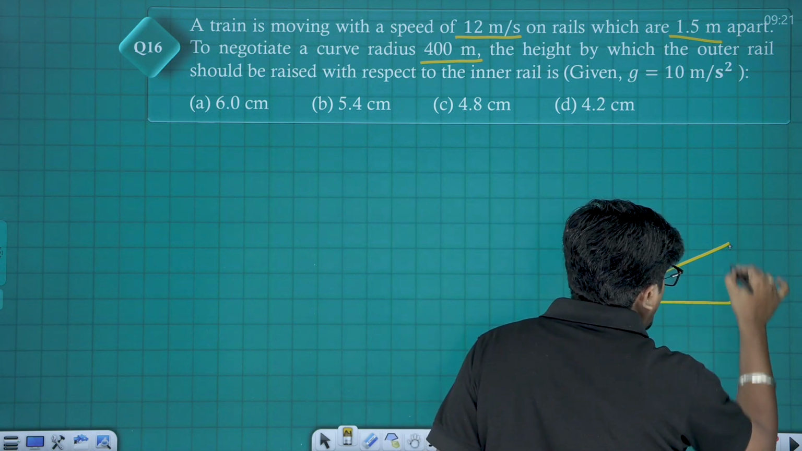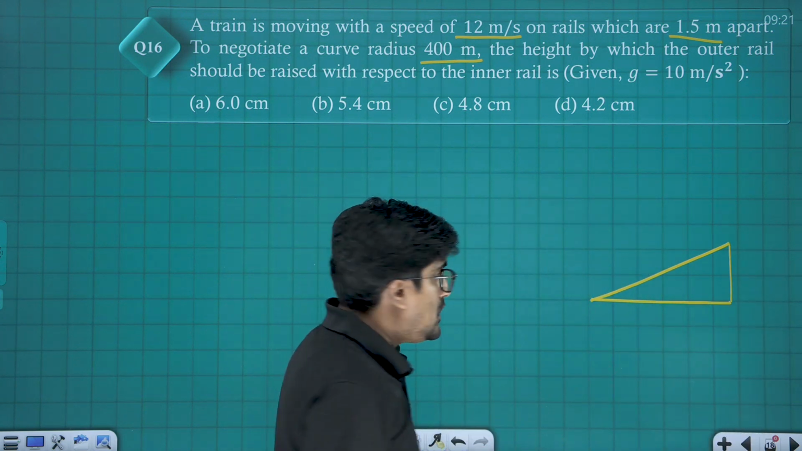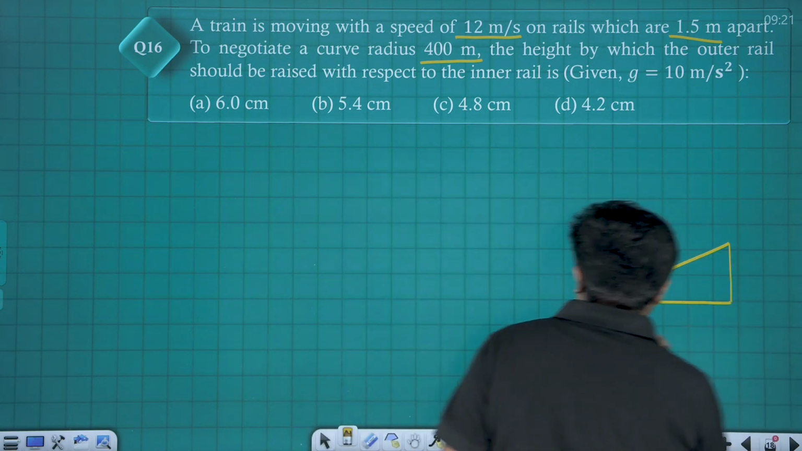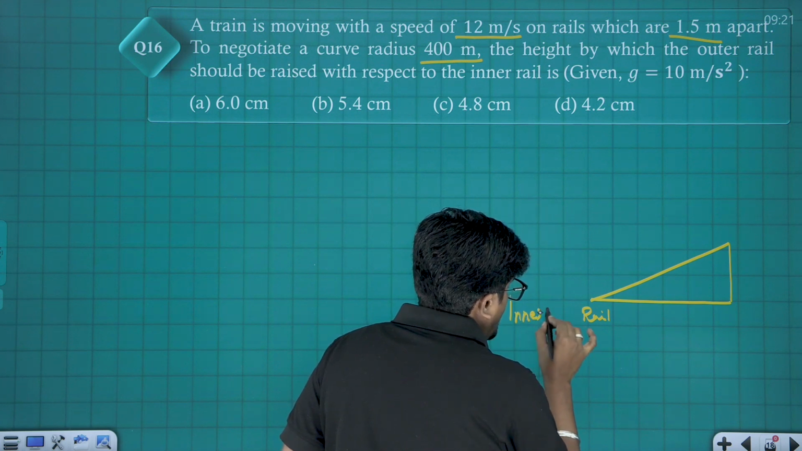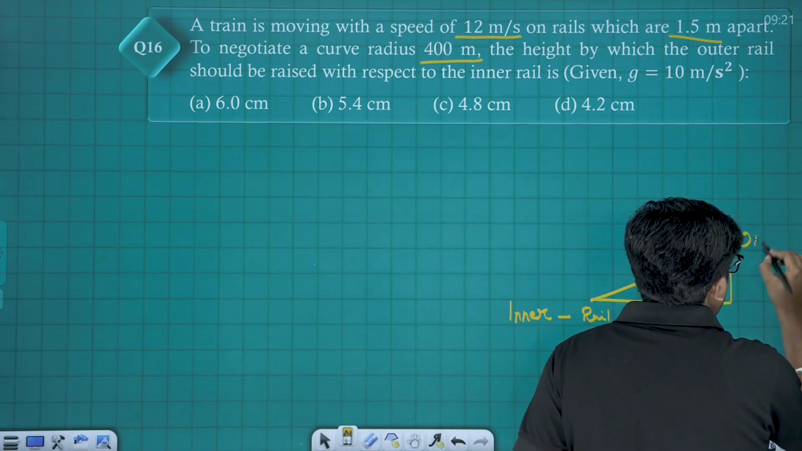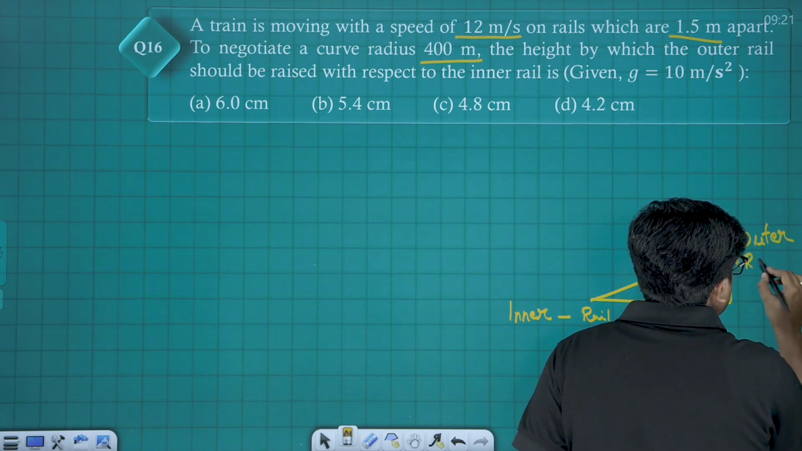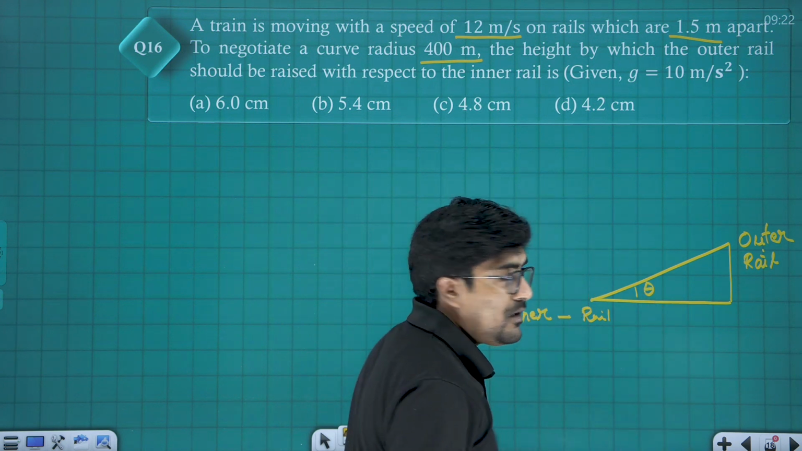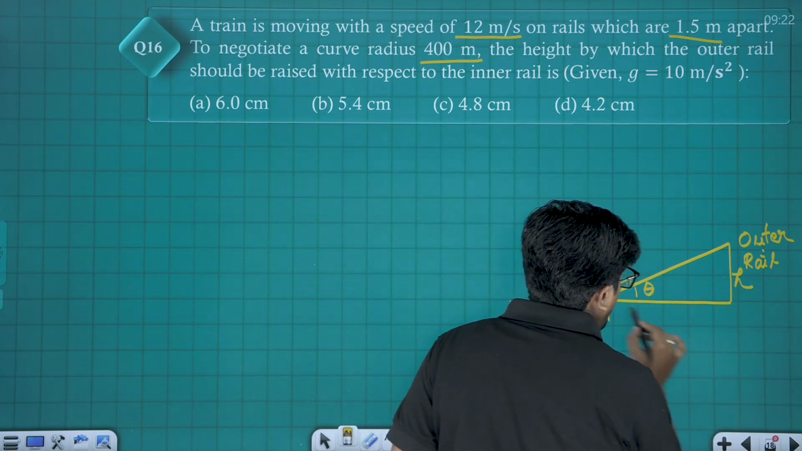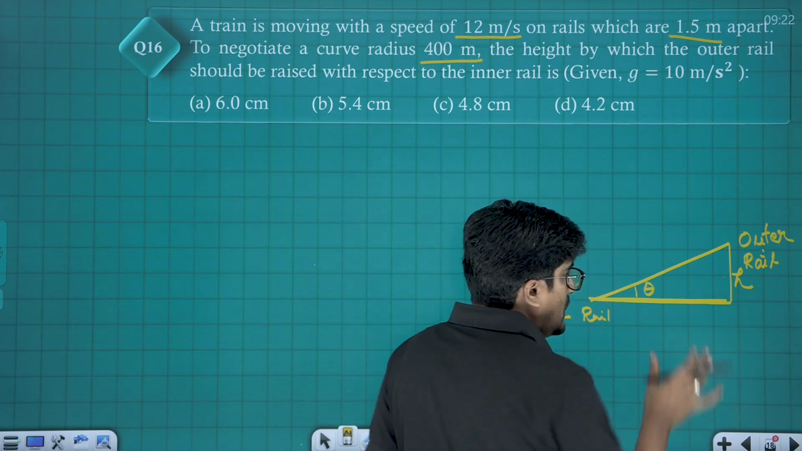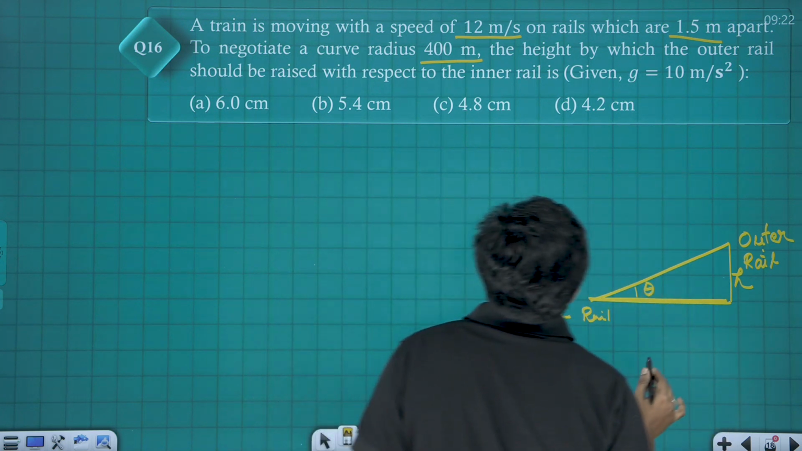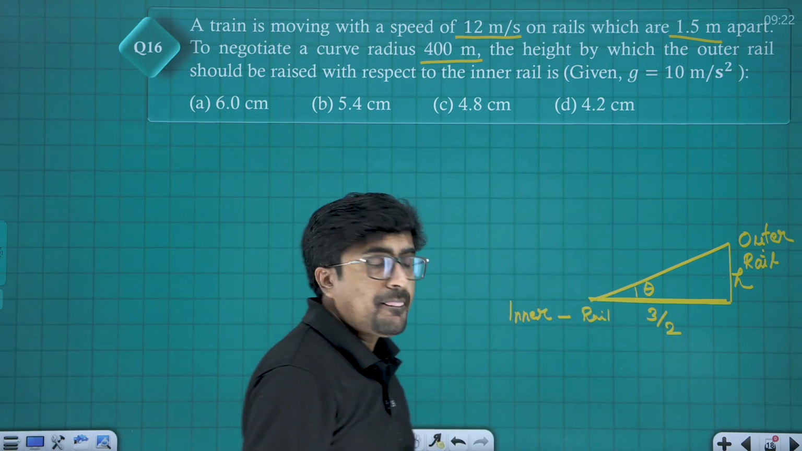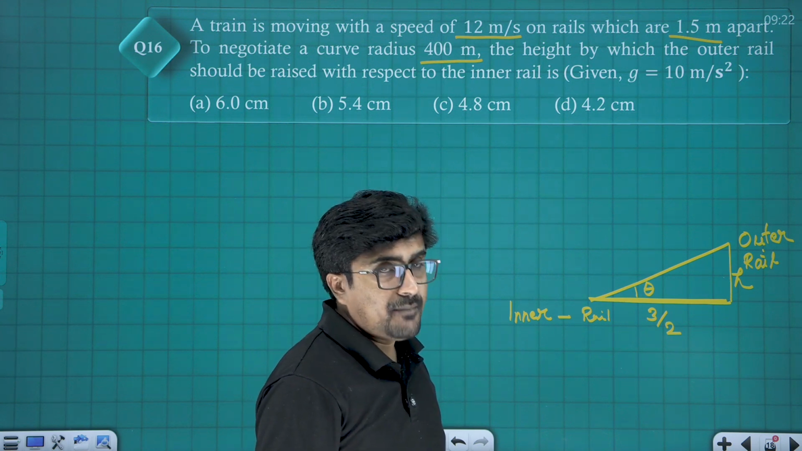So the basic concept that we must do is, this is rail number 1 or the inner rail, and here this is the outer rail. Okay, and this angle is theta. Now h upon the distance between the rails, and the distance between the rails is mentioned as 1.5, or I can say 3 by 2. So tan of theta, I repeat, tan of theta needs to be h divided by 3 by 2.